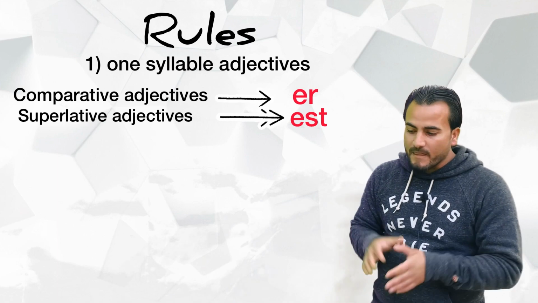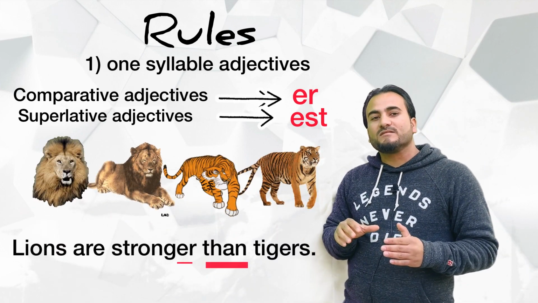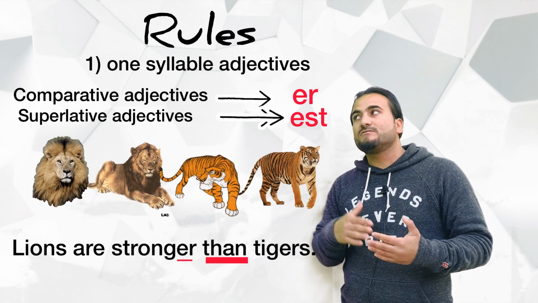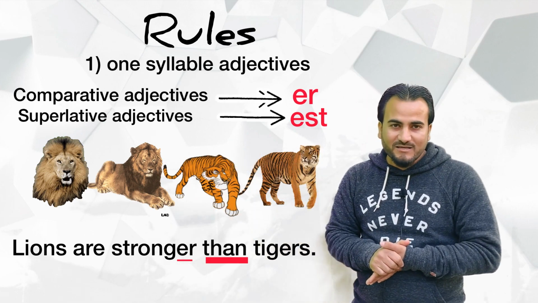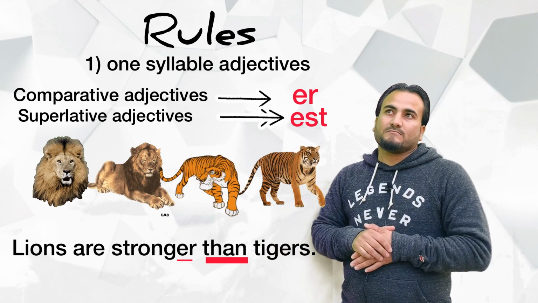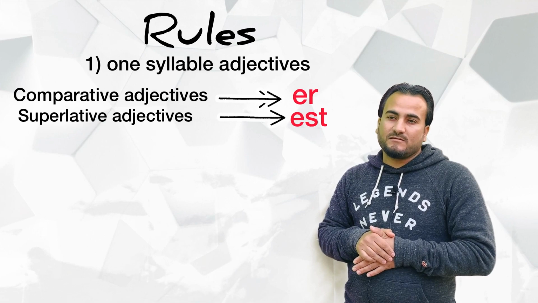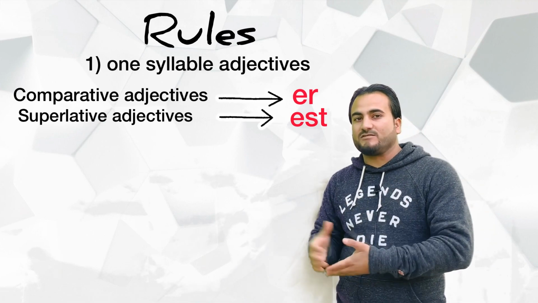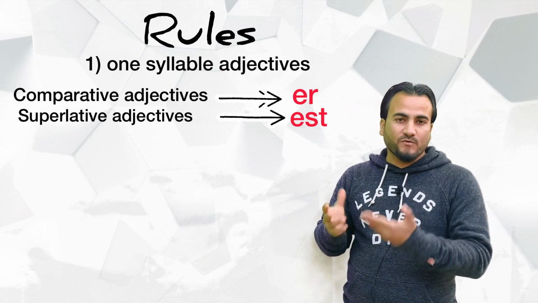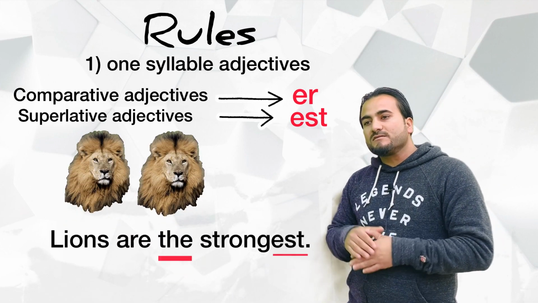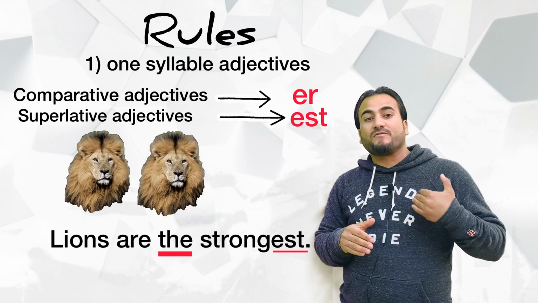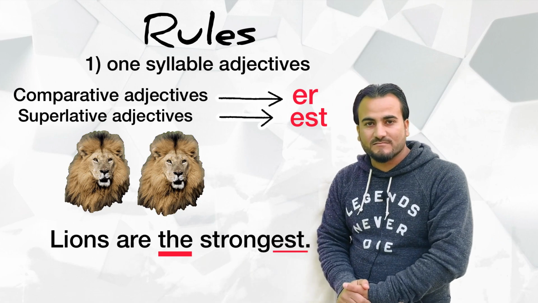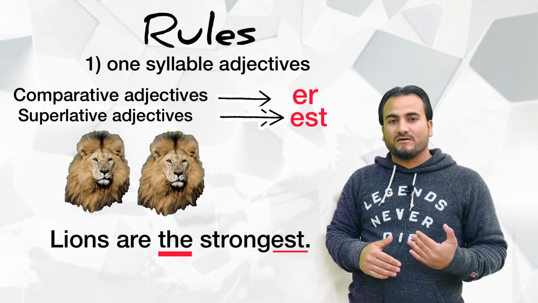For example, lions are stronger than tigers. Okay? Now let's use the superlative form. Lions are the strongest. Okay? Lions are the strongest.